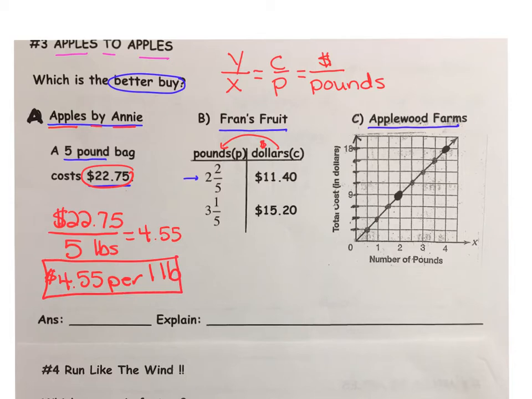Now let's take a look at the next one, Fran's fruits. We know we're going to be comparing dollars to pounds. But in this case, you can see there are a few mixed numbers in our table. So let's convert them to decimal form. It's so much easier to work with. We see that 2/5 can easily be converted to a decimal by simply punching into our calculator 2 divided by 5. Take a moment and convert that to a decimal.